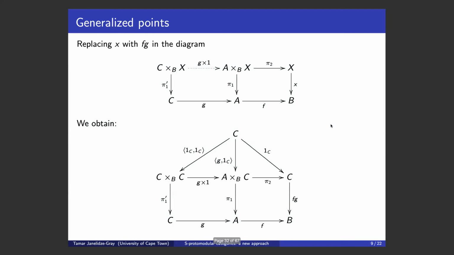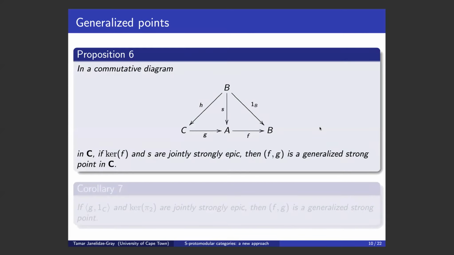Now, using this diagram, if we look at just the top part and generalize it, so we don't use specifically pi2 and g cross 1, we have a diagram of this form with a generalized point fg at the bottom. Here f is a split epi with splitting 1b, g is a split epi, and fg is a split epi with splitting h. Then the proposition says that if the kernels of f and s are jointly strongly epic, then fg is a strong generalized point. In other words, if the kernels of f and s are jointly strongly epic, then the kernels of f and g will also be jointly strongly epic.